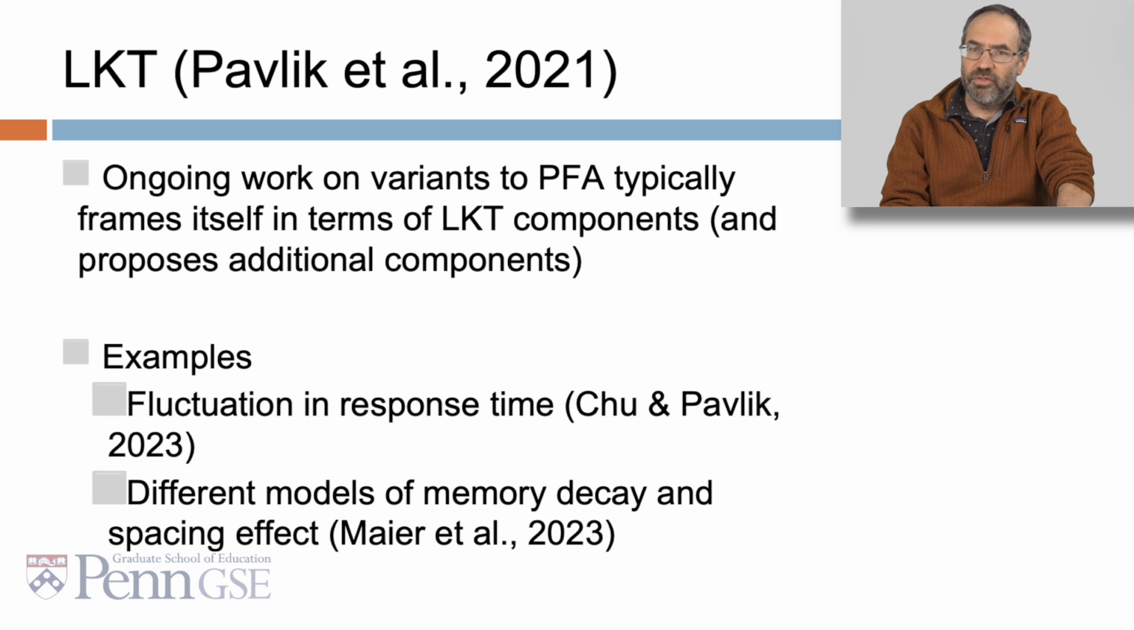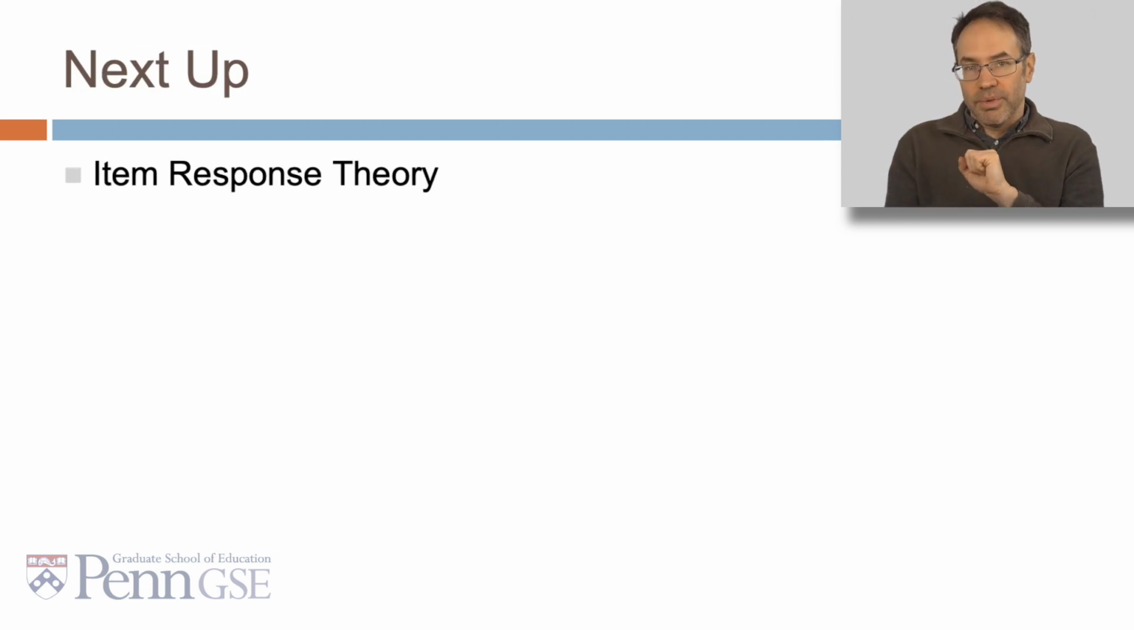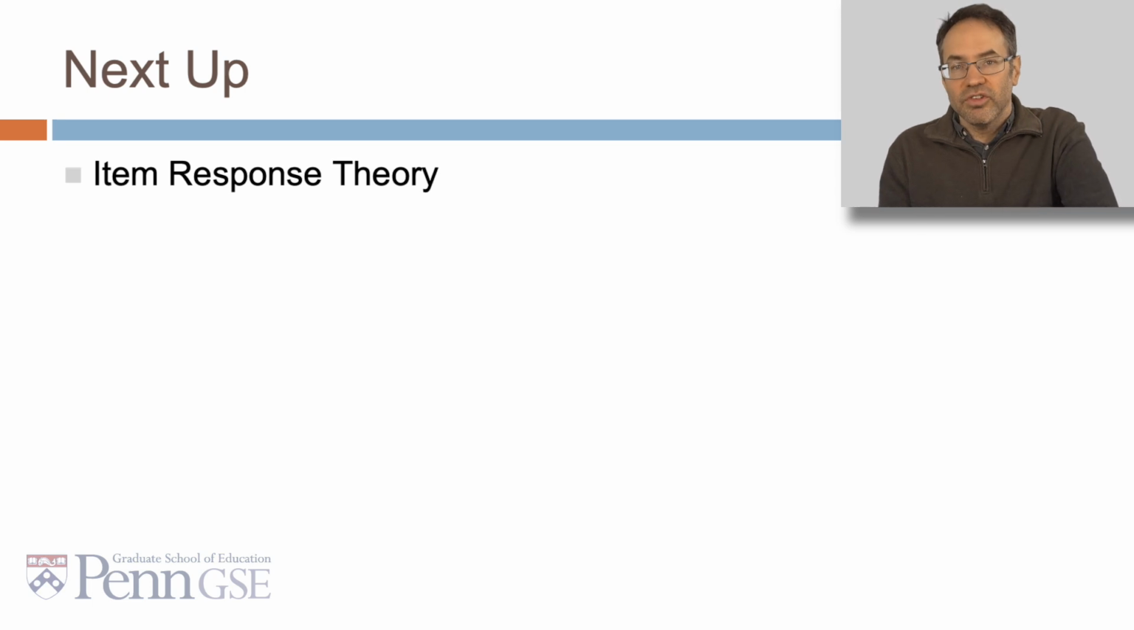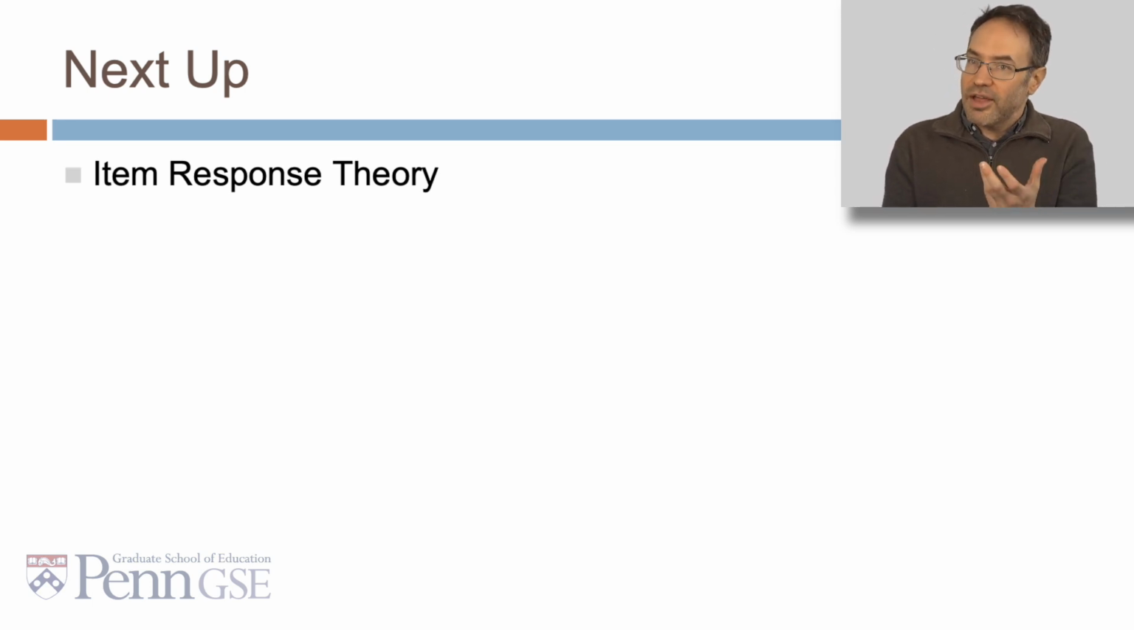Ongoing work on variants of PFA typically frames itself in terms of LKT components and proposes additional components, including, for example, the fluctuation in response time in Chu and Pavlik 2023, and different models of memory decay and spacing effects in Meyer et al. 2023. Work continues on PFA. Next up, we're going to discuss item response theory, a classic approach with some limitations that BKT and PFA don't have.